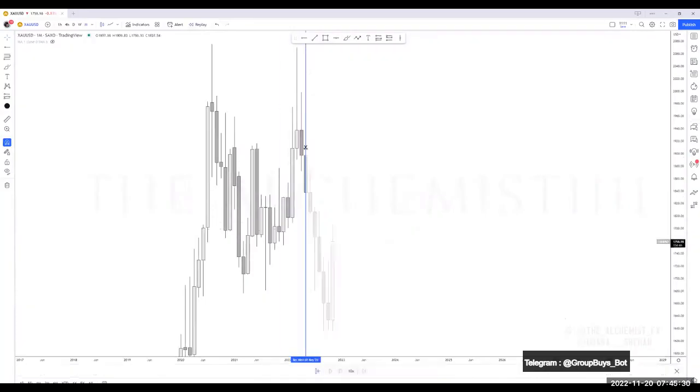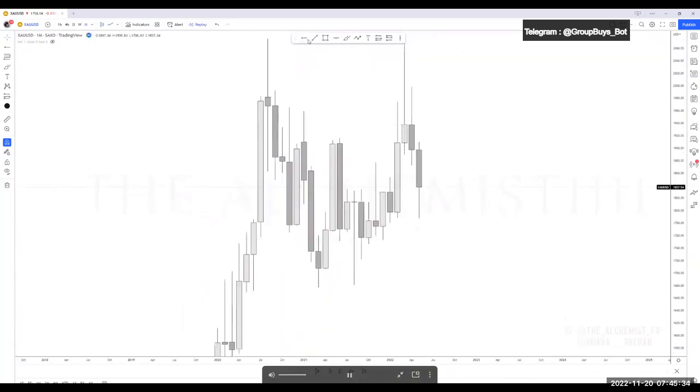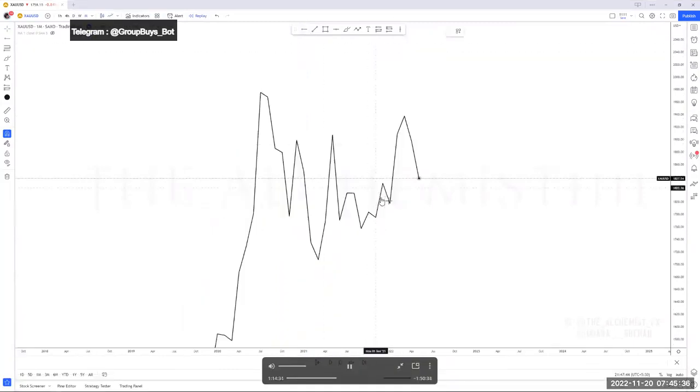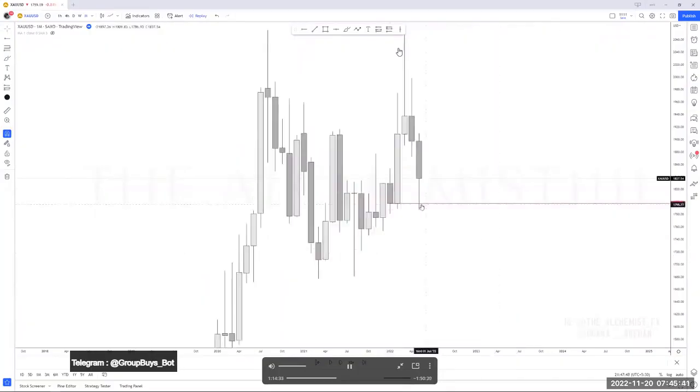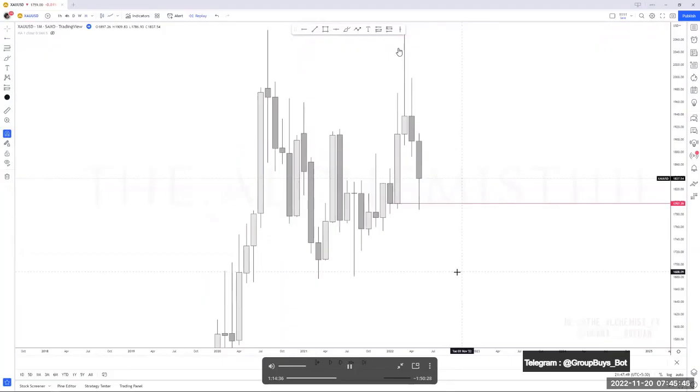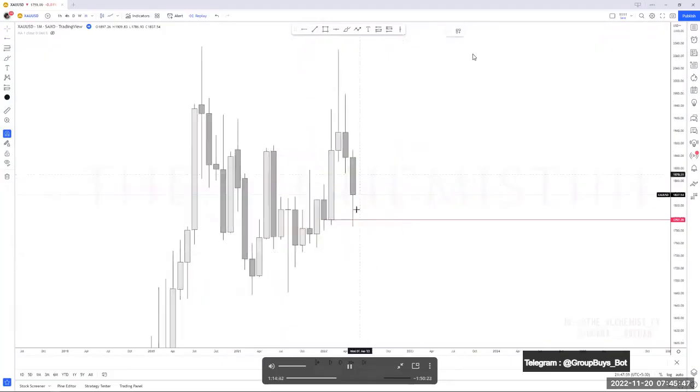But what happened in here? I'll show you monthly to monthly. A nice monthly to monthly. What has the monthly time frame done? Closed above the monthly support. So which means, where are your next monthly levels?